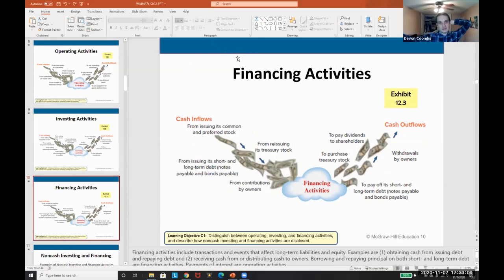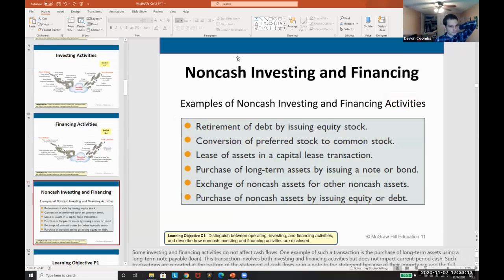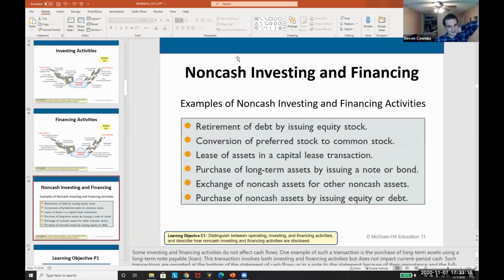And now I want to discuss the why behind that. Non-cash investing and financing. What are some examples of this? We talked about a few before, but if we retire debt by issuing equity stock. This happens a lot in Silicon Valley, right? Hey, instead of us paying you the $1 million we owe you, we'll just give you some stock in our extremely high growth company. Investors love that, and that's very common.